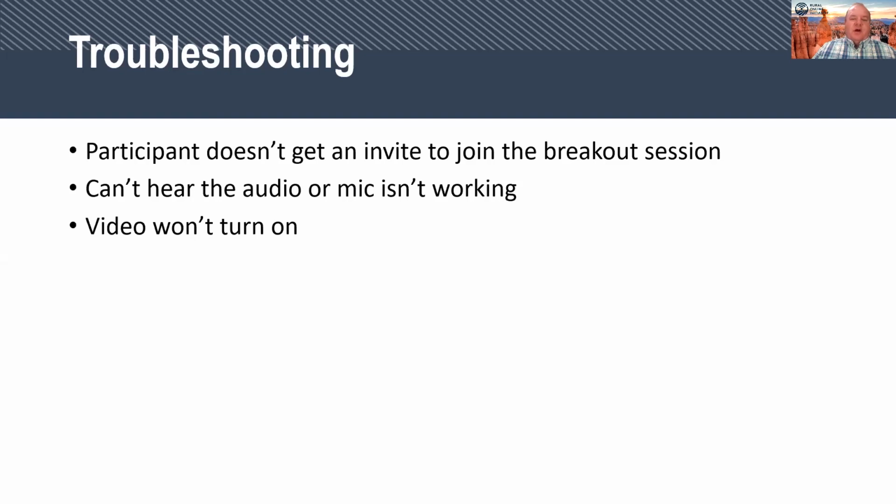If they can't hear their audio or their mic isn't working, have them check their audio settings at the bottom of their window. They can click on the arrow next to the microphone and choose a different microphone if they have multiple microphones. They can test their audio, or worst case, they can switch to telephone and dial in and hear the meeting that way.